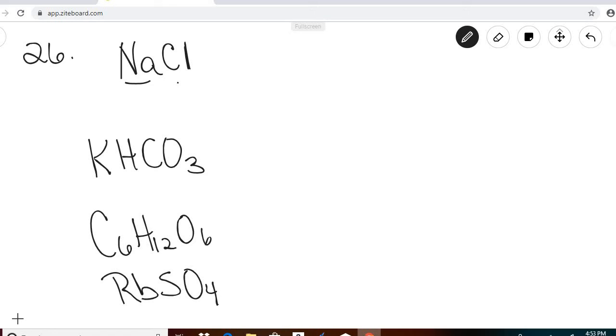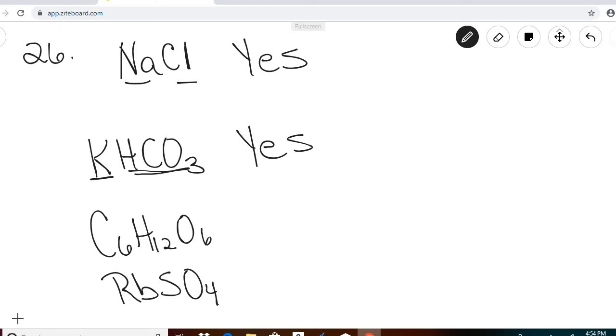Okay, so if we look at sodium chloride, sodium is a metal in group 1A, and chloride is a non-metal that is in group 7A. So ionic compounds form between a metal and a non-metal. Yes, this would likely conduct electricity. The next one, K, potassium is a metal, and the rest of these are non-metals, so a metal with a non-metal would likely conduct electricity.